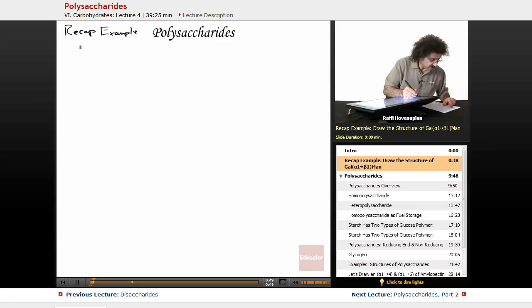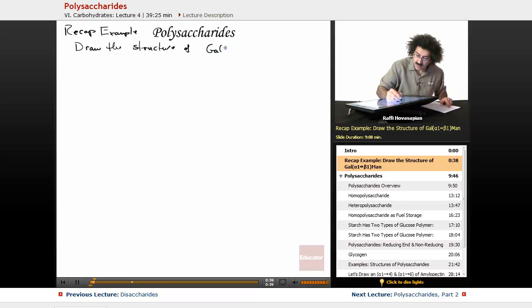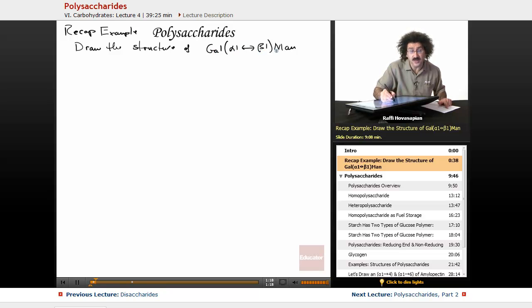Okay, so a recap example, we would like you to draw the structure of galactose alpha 1 beta 1 mannose. So the glycosidic bond between the galactose and the mannose is going to be the alpha 1 carbon of the galactose, the beta 1 configuration at mannose. Let's go ahead and draw this out.